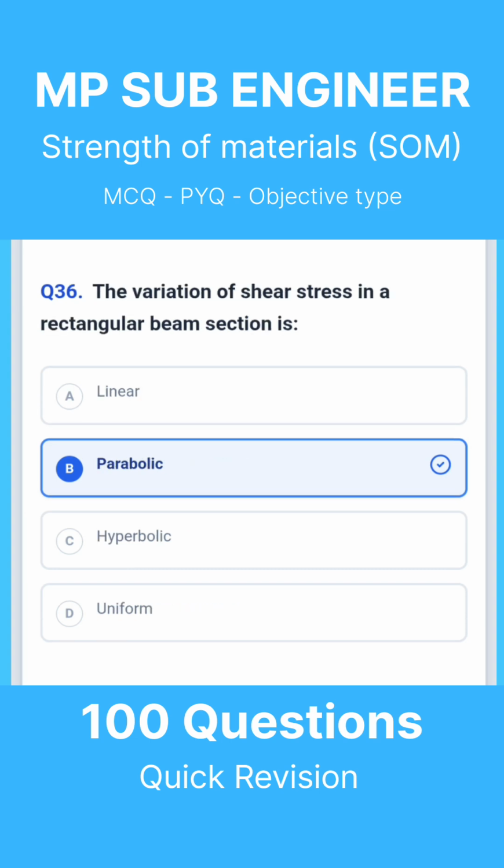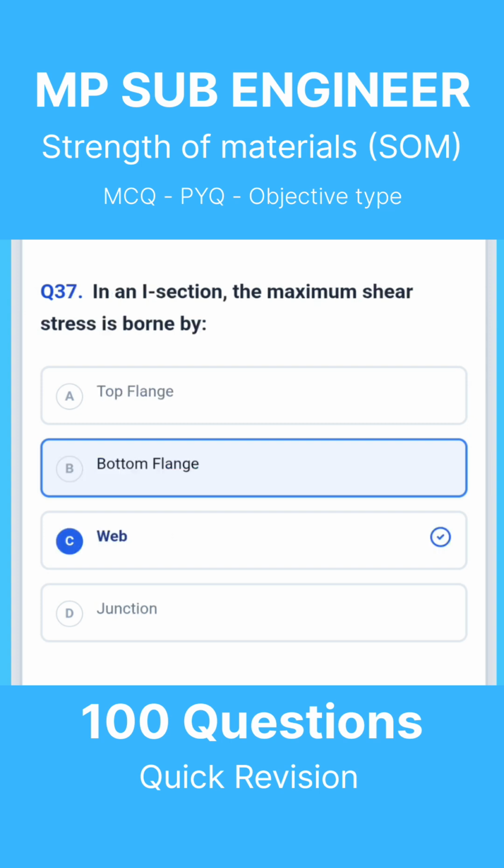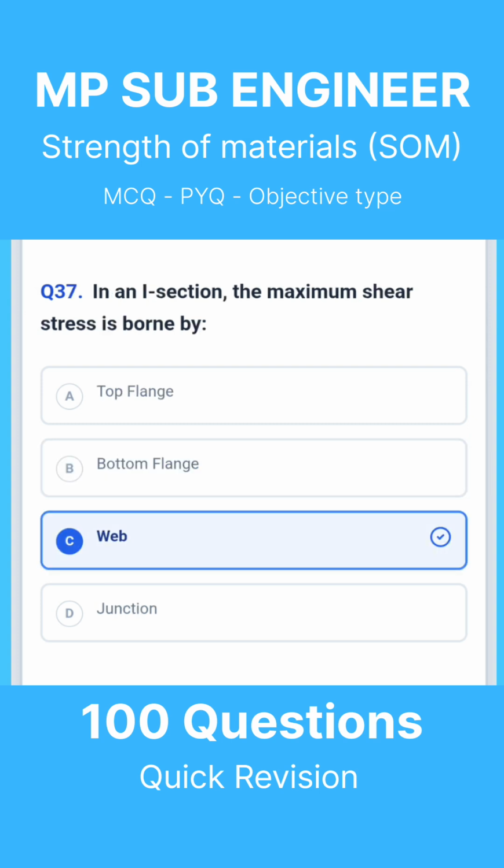Question 36. The variation of shear stress in a rectangular beam section is. The correct answer is parabolic. Question 37. In an I section, the maximum shear stress is borne by. The correct answer is web.